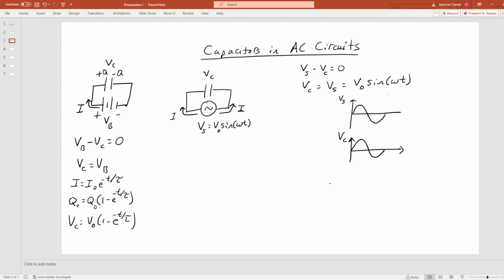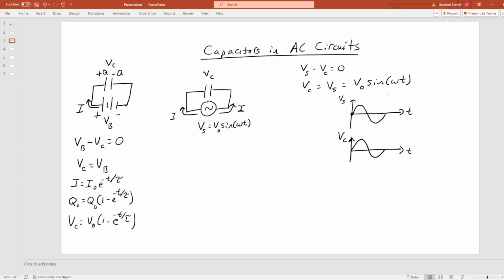But what about the current in the circuit? Well, right at t equals 0, this is the time axis, by the way, I don't have any charge on the plates. And so with no charge on the plates, it's the easiest for the current to be pushed.